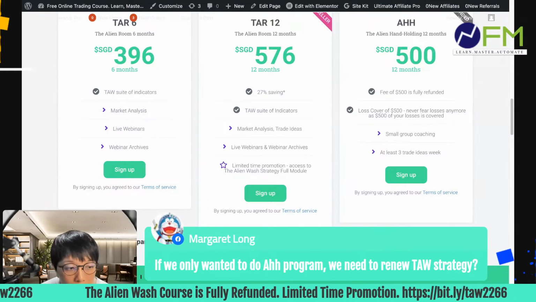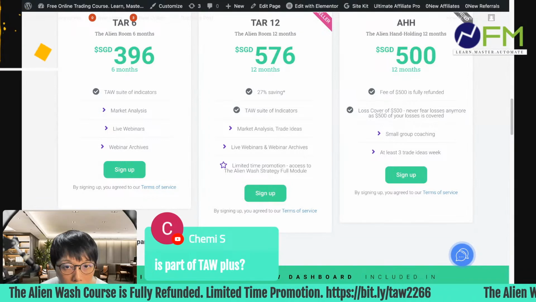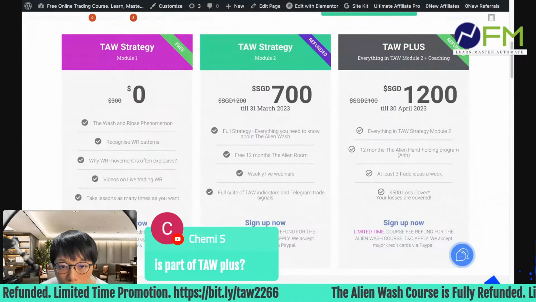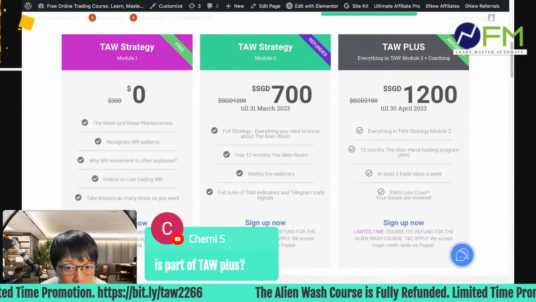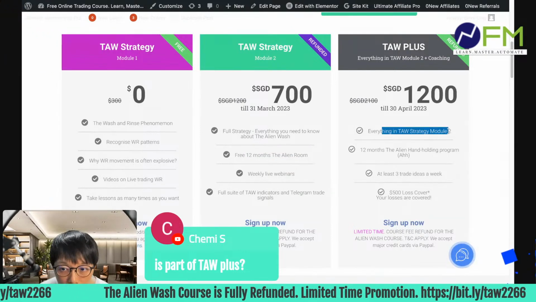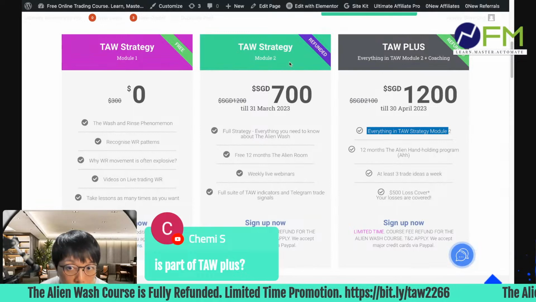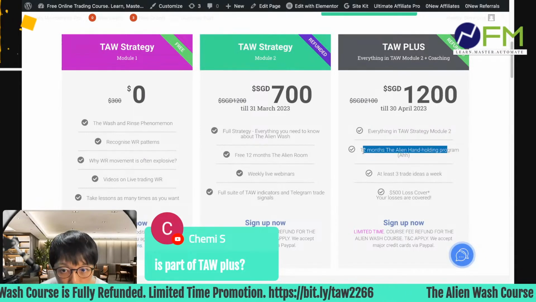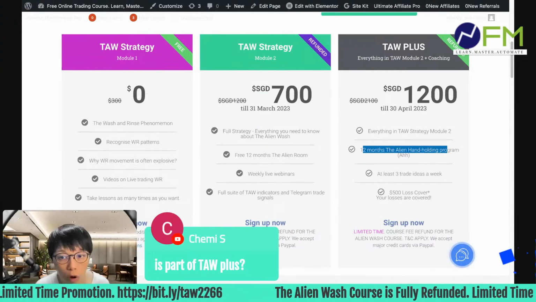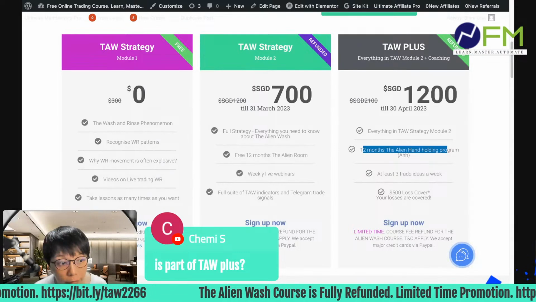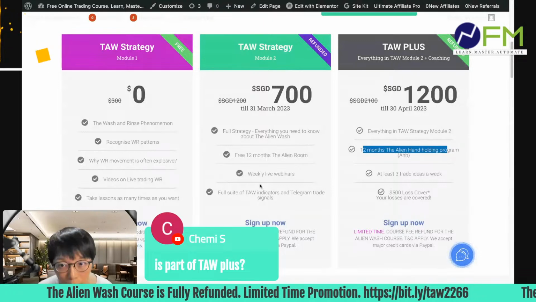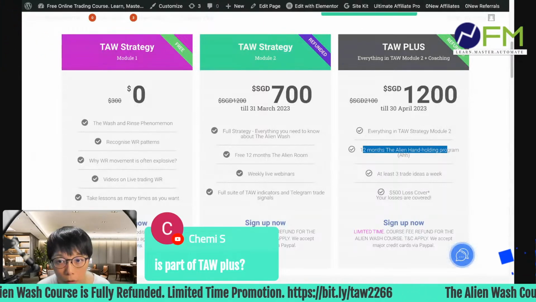Yes, it's part of Tor Plus. That means TAR, the one that you're seeing here, is part of Tor Plus. In Tor strategy, $700 is the strategy plus 12 months of the alien room. Now Tor Plus is everything in the previous one, which is everything in the Tor strategy module 2, plus 12 months of handholding. So Tor Plus is all inclusive. So it's good to just take it now if you can. Don't wait until the last moment.